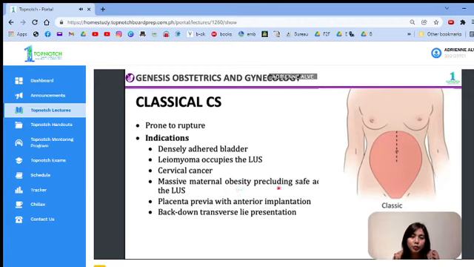So, massive maternal obesity precluding safe entry. So, entry or safe access to. Safe access sa lower uterine segment mo. This is a very rare indication, guys, I'm telling you. Pero this is in the book. So, pag meron ka nito, you perform classical cesarean section.